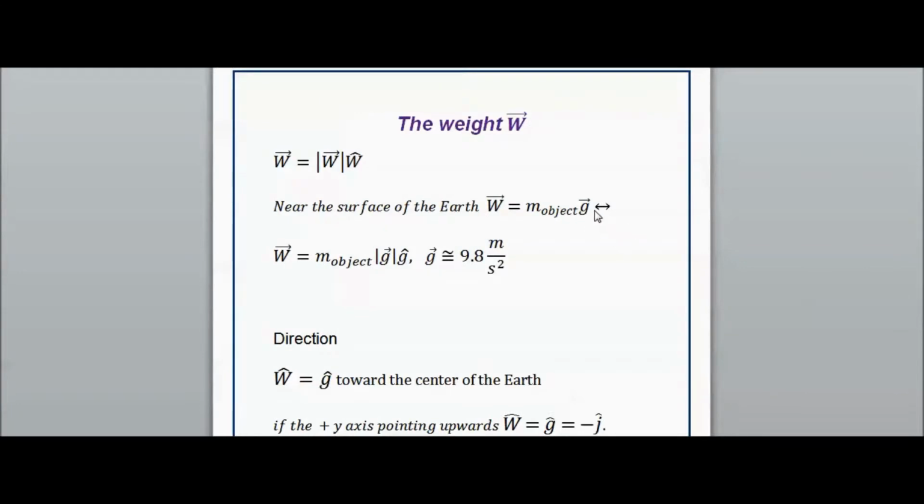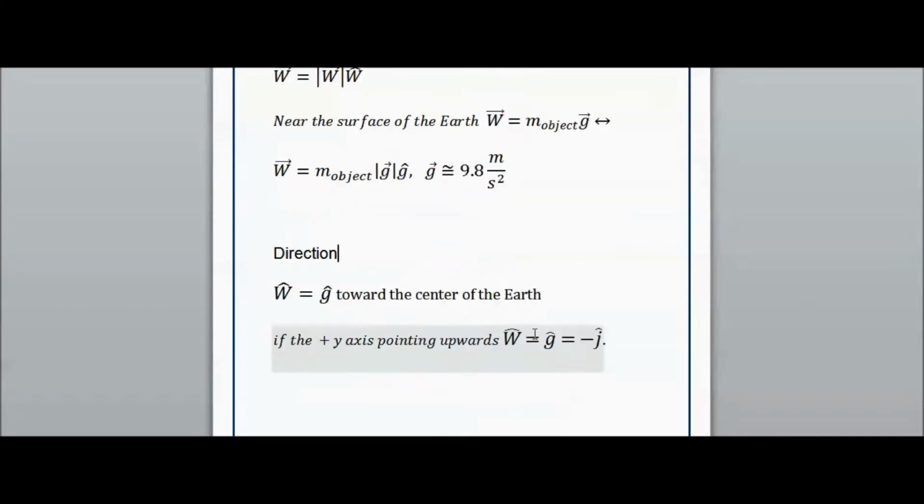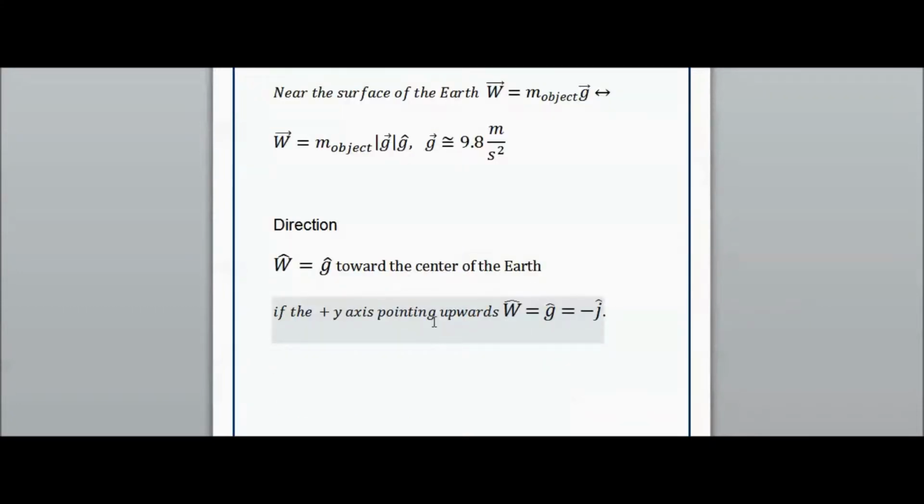Near the center of the Earth, the weight of an object equals the mass of the object times g. The direction of the weight is the same as the direction of g and toward the center of the Earth.